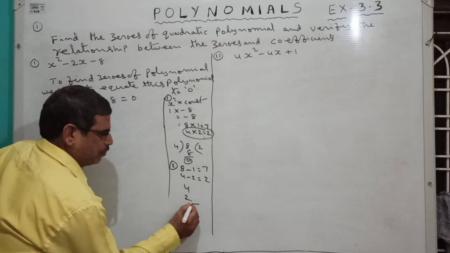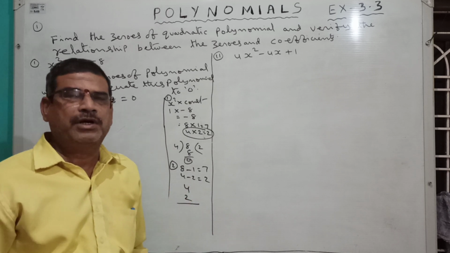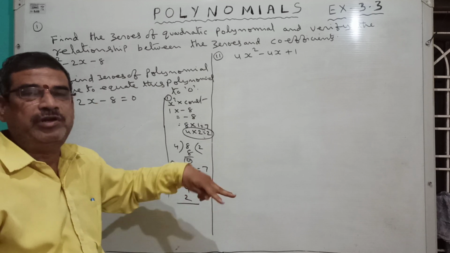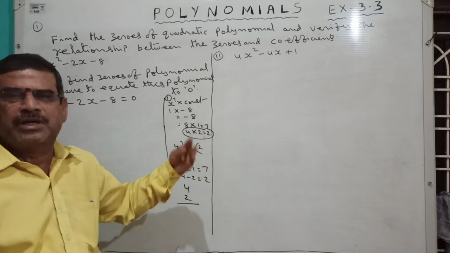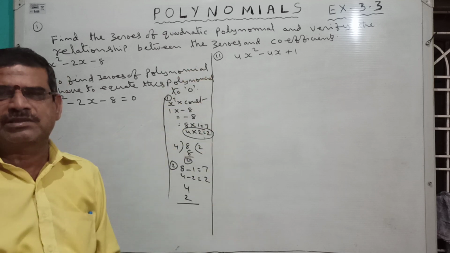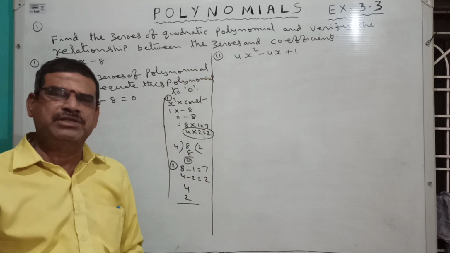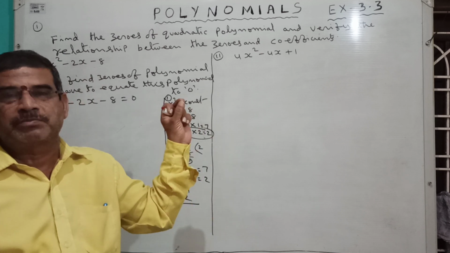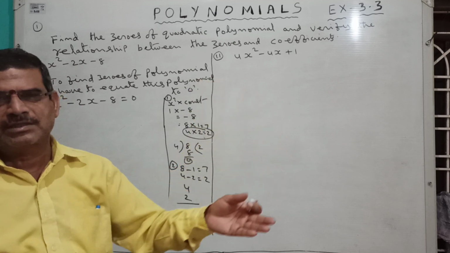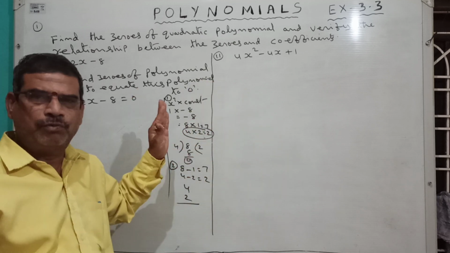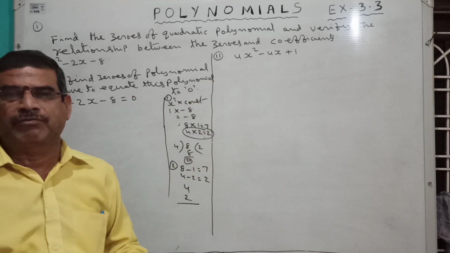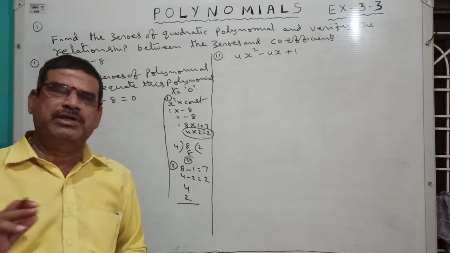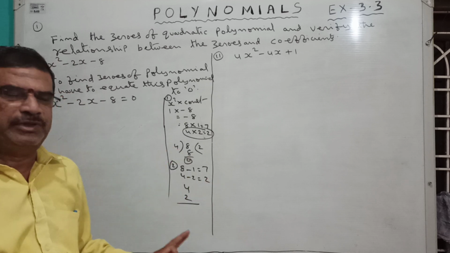4, 2. What do I have to do? Subtraction. Subtraction means the symbols will be different. Then only I can subtract them. If the same symbols, I will add them. I already told this in the basic class. If anybody doesn't know, please watch my basic maths class. In that class, I told why you are adding, why you are subtracting, when we are subtracting, when you are adding. So observe that basic maths class. That is the first class by me.